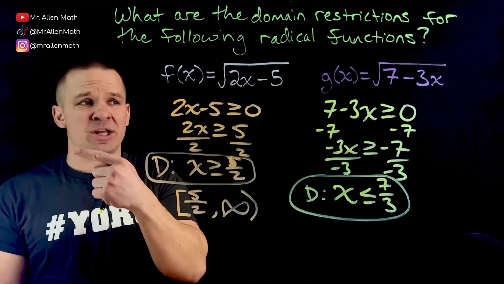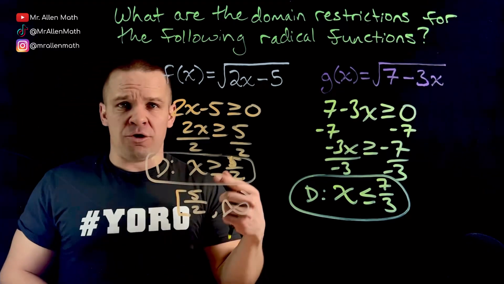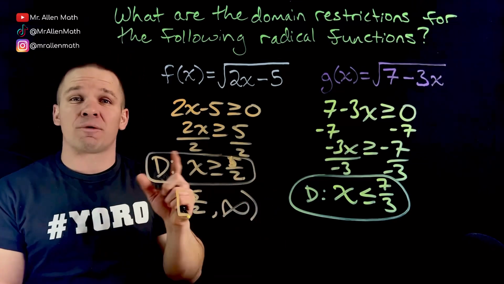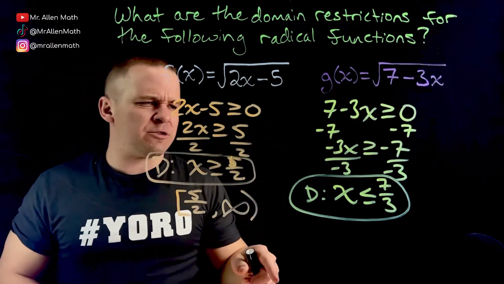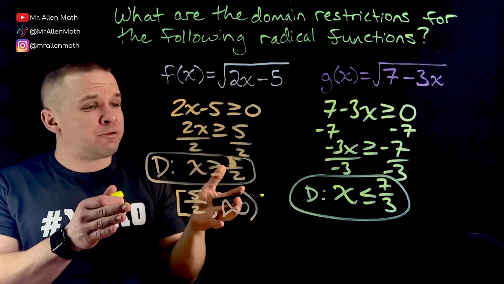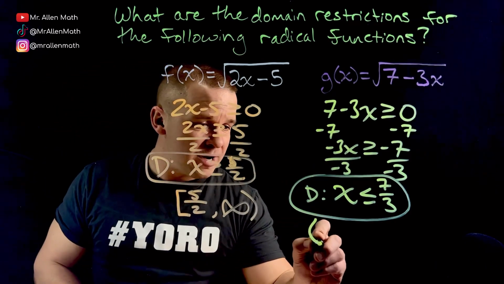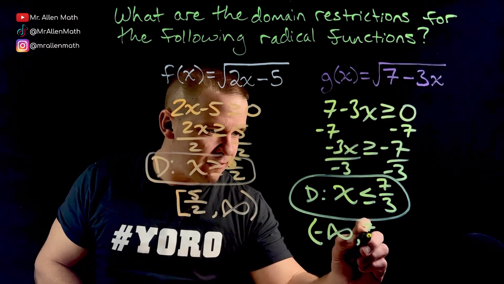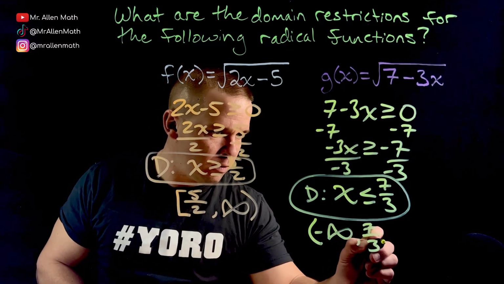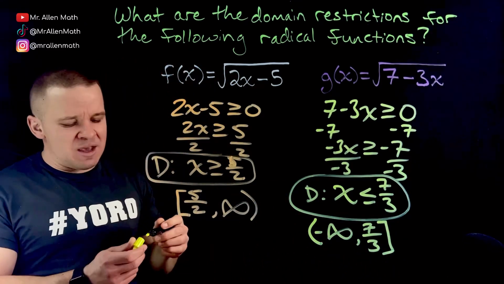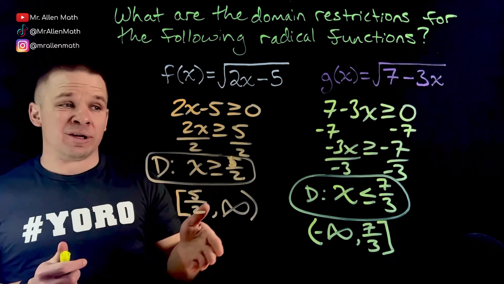So the graph's actually going to be going the other direction here than it normally would. And that is true because I have that negative in front of that x. That's a horizontal reflection. We don't need to go into transformations right now, but there's my domain. And if we wanted to do interval notation, I'd be going from negative infinity to 7 over 3. Cool. And then the bracket for that one because I am including that 7/3.